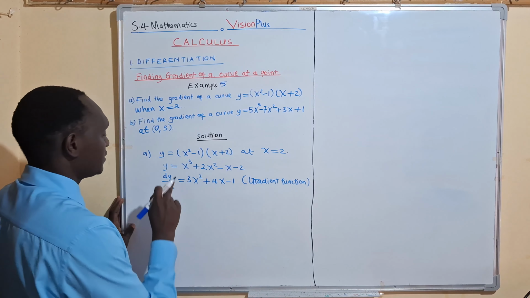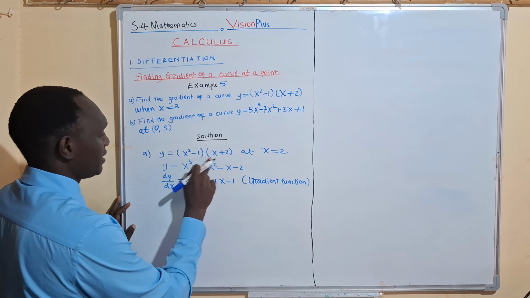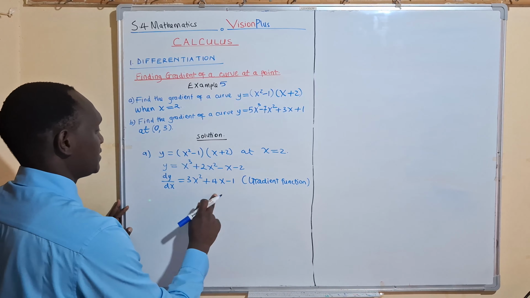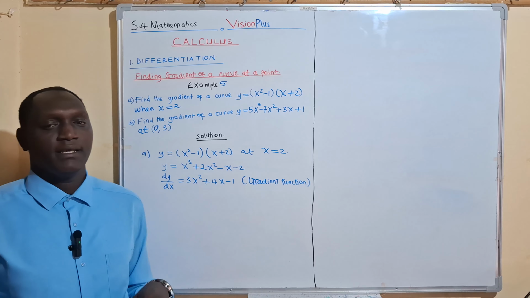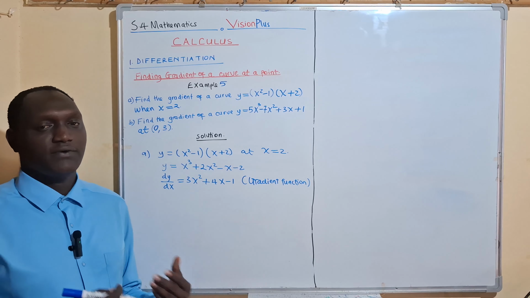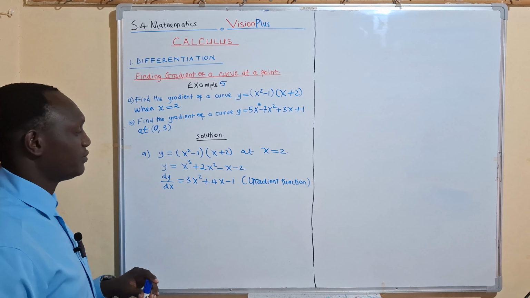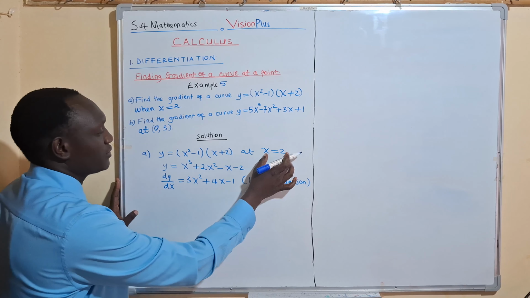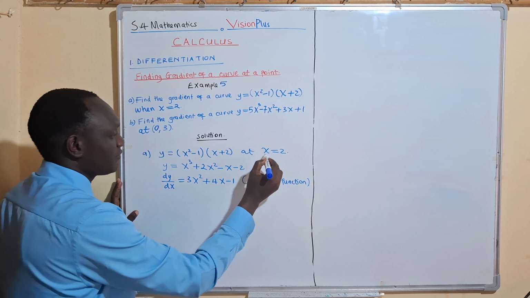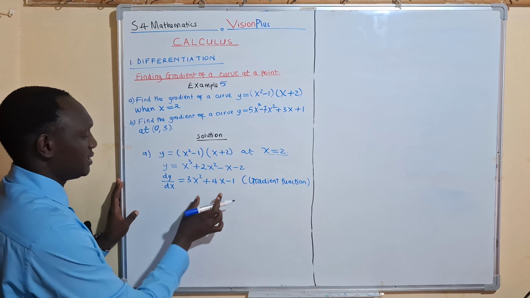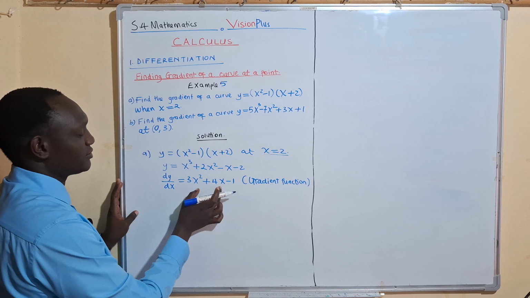Let me confirm if it is correct. x times x, x cubed plus 2x squared minus x minus 2. Yes, so this is the gradient function of the curve. This is a function that defines for us what the gradient of a curve would be at a given point. So now in this case, we have a point when x is 2. This information is enough because the gradient function is defined only in terms of x.